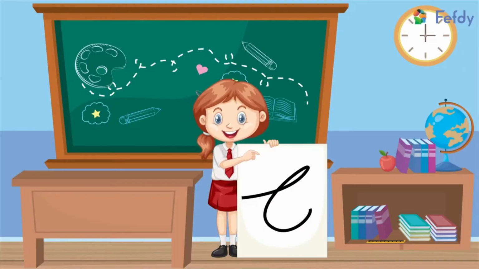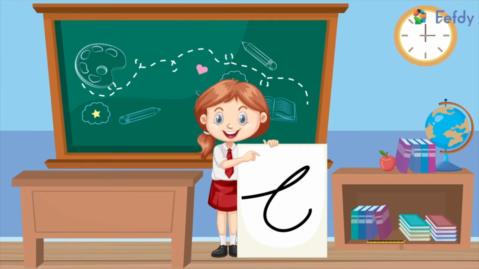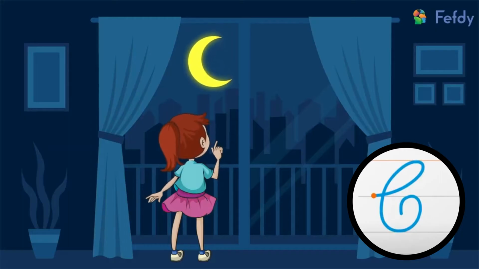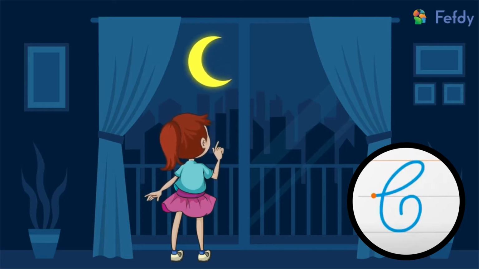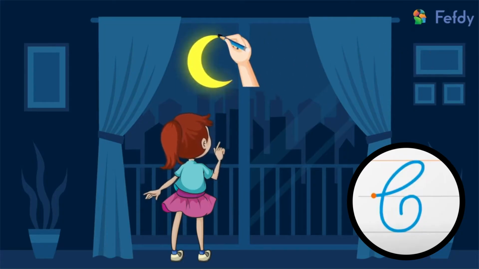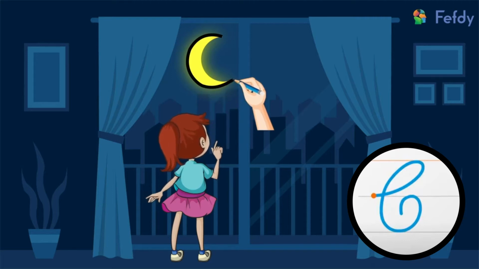Are you ready for the letter C? What does C look like? Oh, look! We have a beautiful crescent moon in the night sky. Shall we try tracing this? First, we will loop up the top of the moon and then come down to trace the whole moon. That's it, we have the capital letter C.